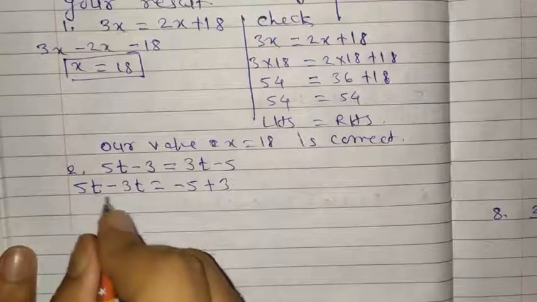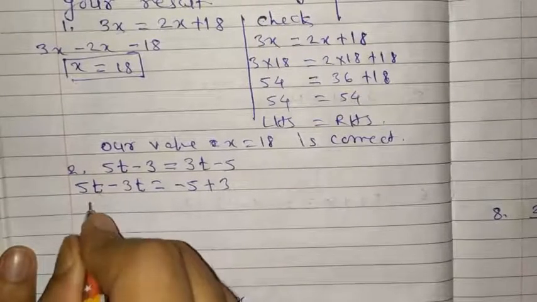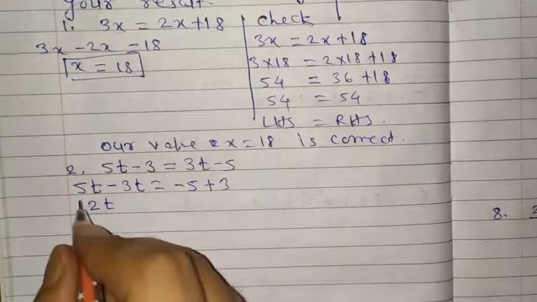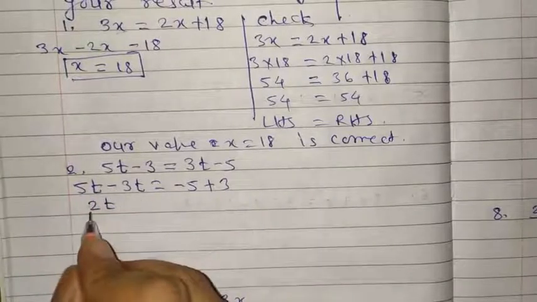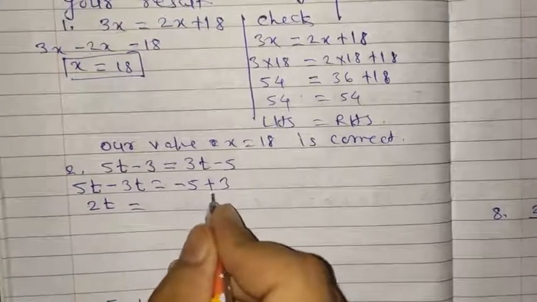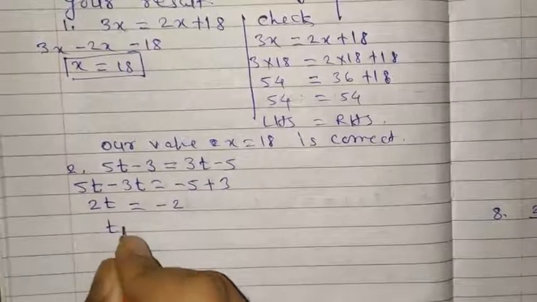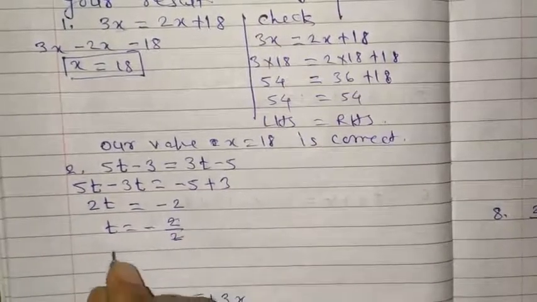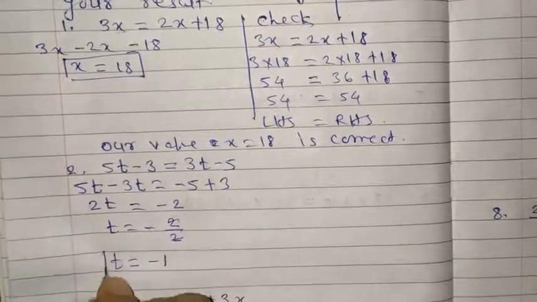So it is 5t minus 3t. The sign of the greater number will be there. Here subtraction is there, so 5 minus 3 is 2. Whenever you solve like that, you do the subtraction of the numbers. 5 minus 3 is 2, and give the sign of the greater. So it is 2t. Minus 5 plus 3 is minus 2. So t equals minus 2 upon 2. Both are the same number, so they cancel, and t equals minus 1.